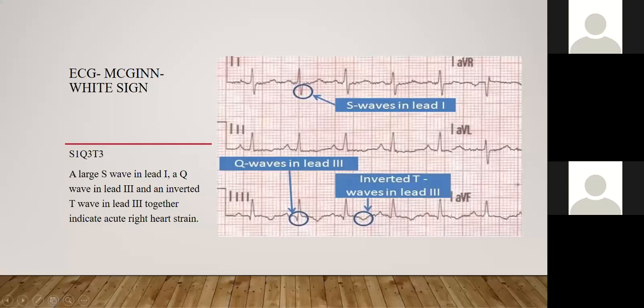You would see it in some of your MCQs. So when you see it, it's called the McGinn-White sign, S1 Q3 T3. That's lead 1, there's a big S wave. Lead 3, there's a big Q wave, and in this same lead 3, the T wave is inverted. Okay. So sometimes once you see this, and then you see the patient having the other signs of respiratory distress, pulse rate going up, BP dropping, even before your CTPA comes, you know that likely this patient has a PE.